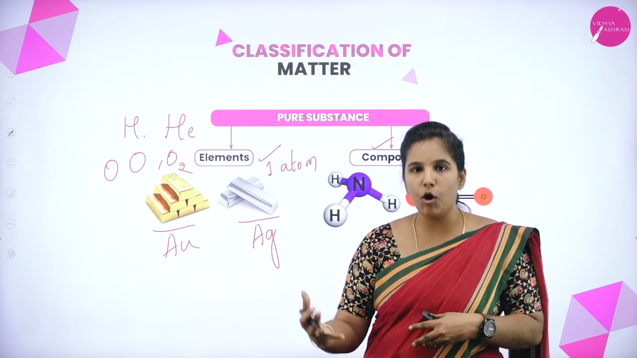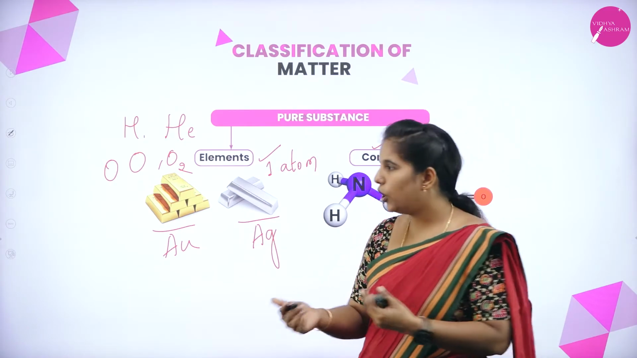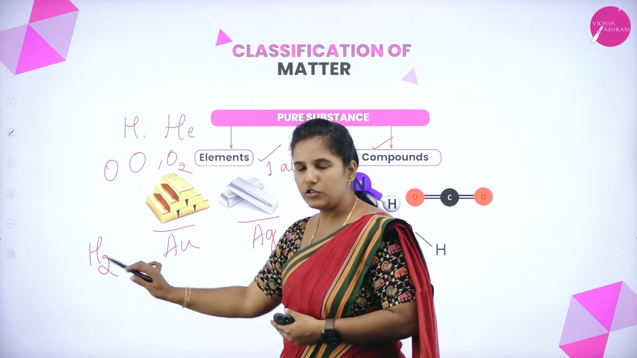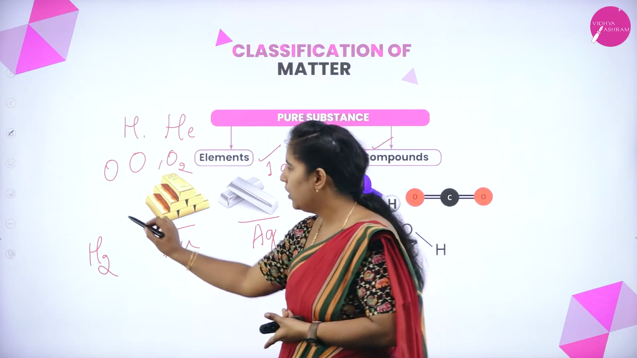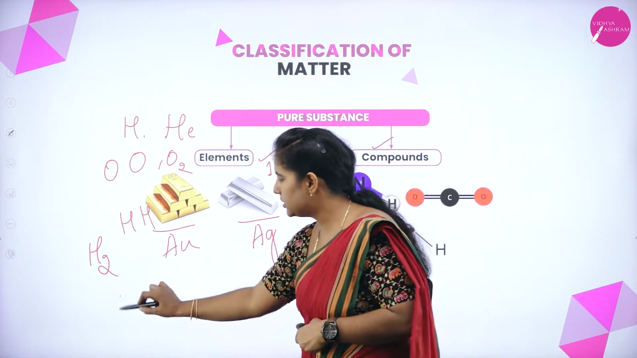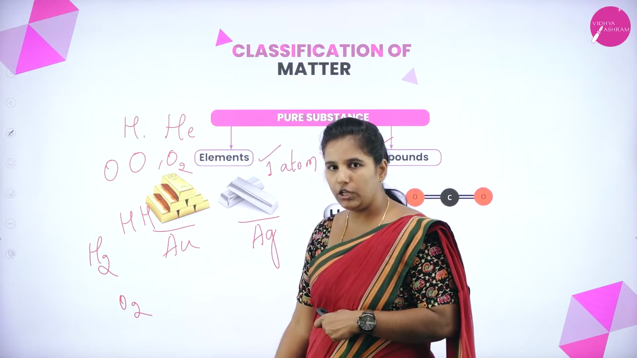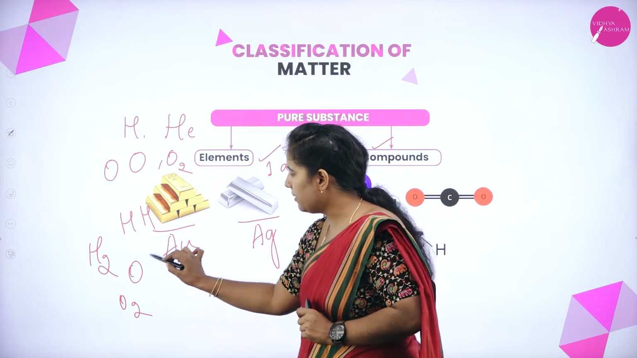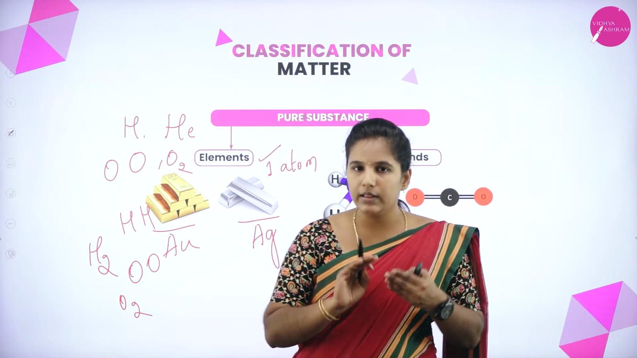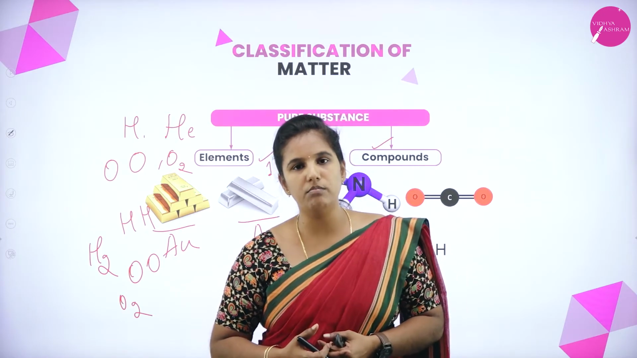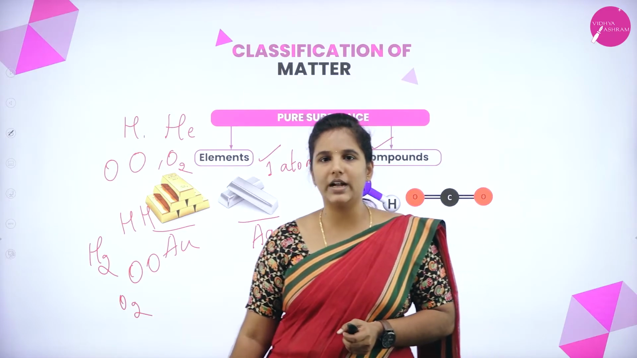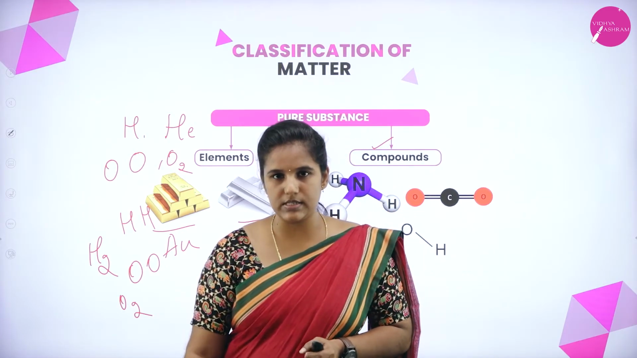Coming to the molecules, you can take the example of the hydrogen molecule. A hydrogen molecule is made up of two same hydrogen atoms, right? Similarly, the oxygen molecule is formed with the same oxygen atoms. Two same oxygen atoms combine and form a molecule. This is how the elements come under the pure substances.